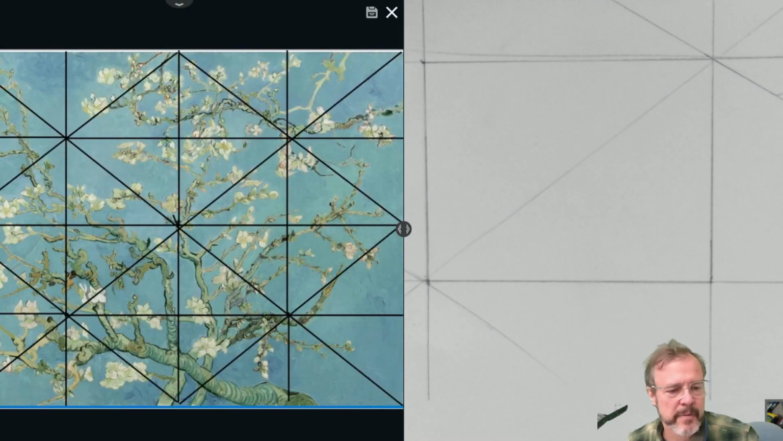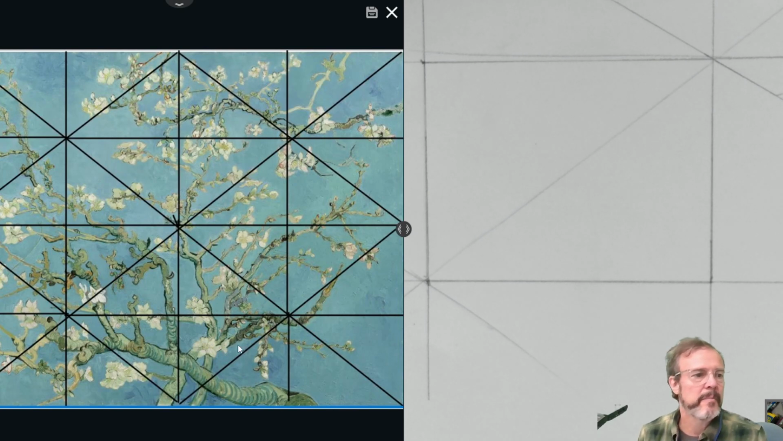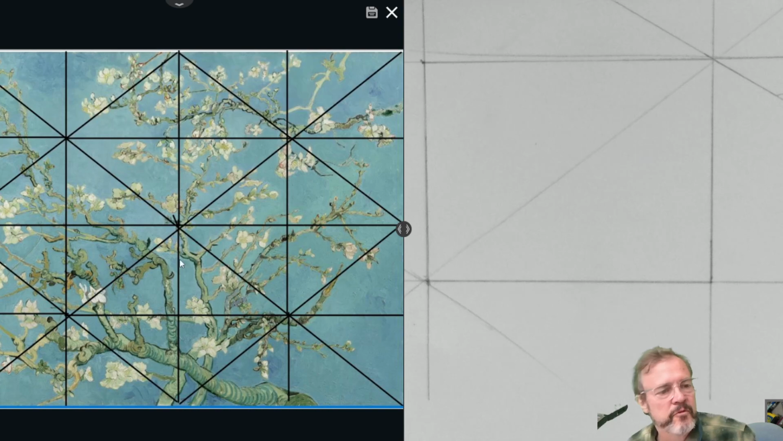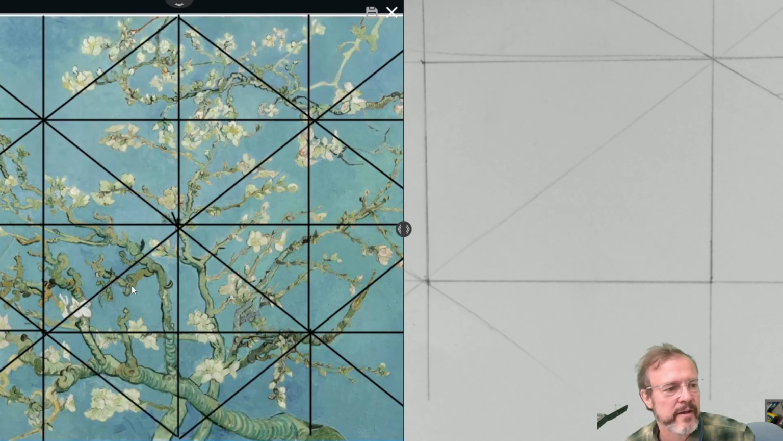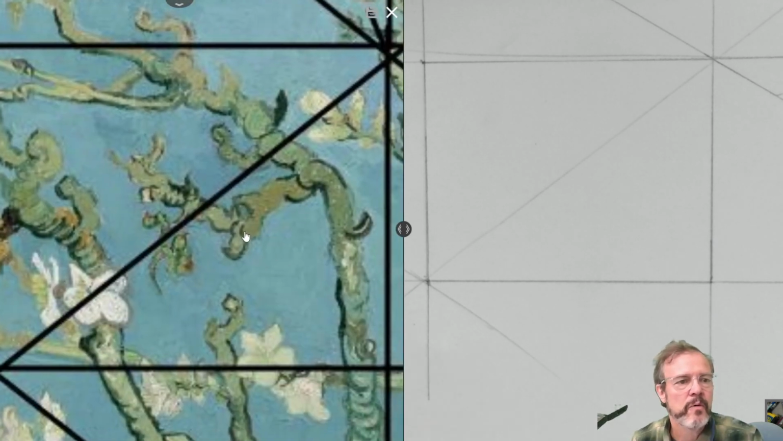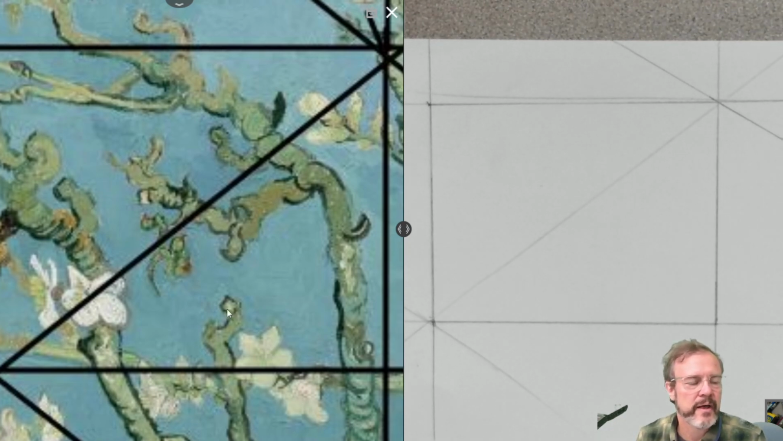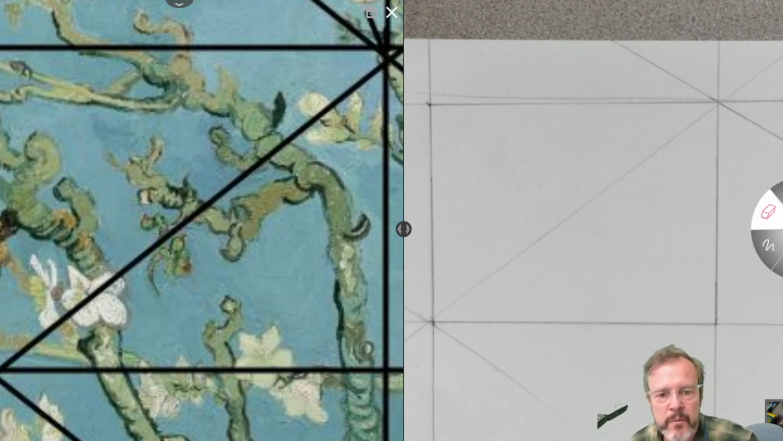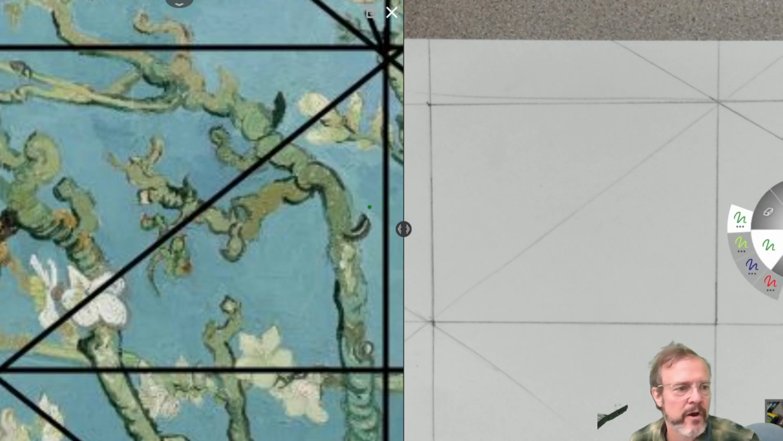So we're going to talk about something I call fractional thinking. Let's say I'm trying to copy this section of the image. It's useful to zoom in so that you're really just focusing on one little area at a time. And then what I want you to pay attention to is where things cross into your triangles.